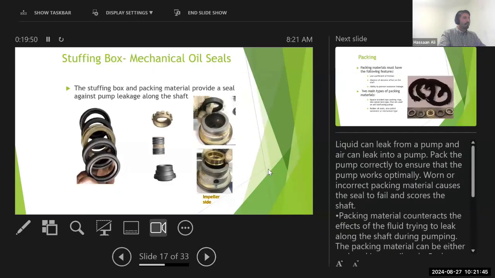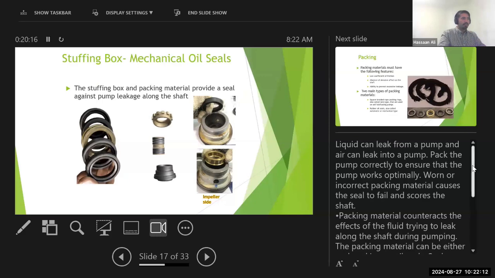Then the next part of the pump is what we call a stuffing box or mechanical seal. Essentially, it serves one purpose. It ensures that the liquid that the pump is pumping will not leak from the pump and the air will not go inside the pump. Because in either of the cases, either liquid leaking from the pump or air leaking inside the pump can have very detrimental effects.